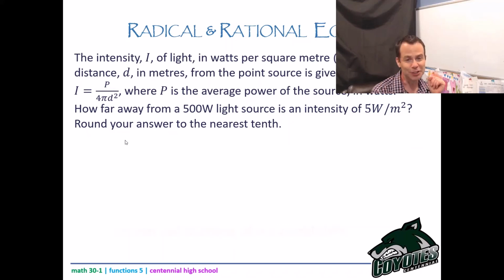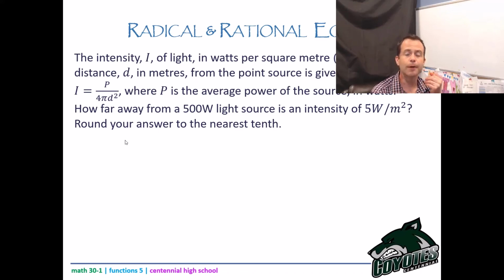So if you just shut down, I want you to rewind here and start again and force yourself not to shut down. I'm even going to start the question again for you. The intensity I of light in watts per square meter at a distance D in meters from the point source is given by this formula. They gave you a formula: I equals P over 4 pi D squared. P is the average power of the source, and we know what I is and we know what D is.